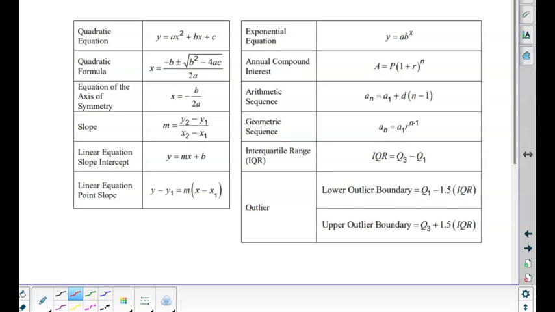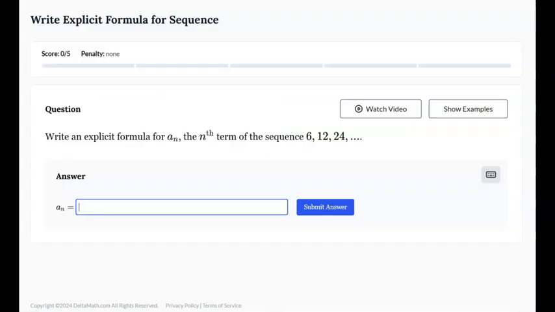So let's take a look. 6 to 12 is either plus 6 or times 2. 12 to 24 is either plus 12 or times 2. The only common pattern is the timesing by 2. So that means that this is exponential, also known as geometric.